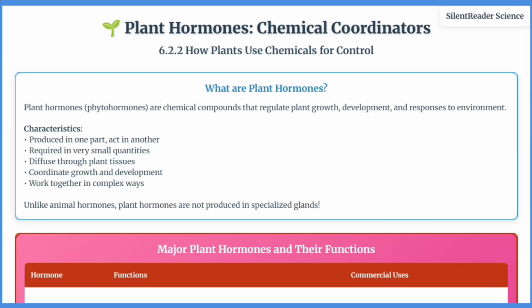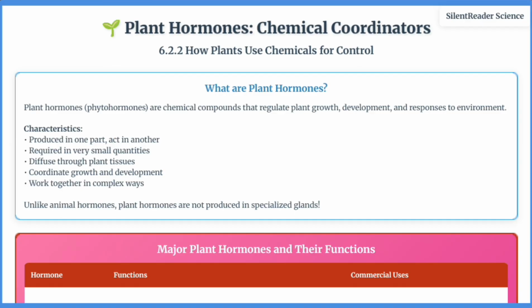Plant hormones, or phytohormones, are chemical coordinators that regulate growth and development. Unlike animal hormones, they're not produced in specialized glands but in various plant tissues. Auxins promote cell elongation and are involved in phototropism. When light comes from one side, auxin moves to the shady side, causing those cells to elongate more, bending the shoot toward light. Gibberellins stimulate stem elongation and seed germination.